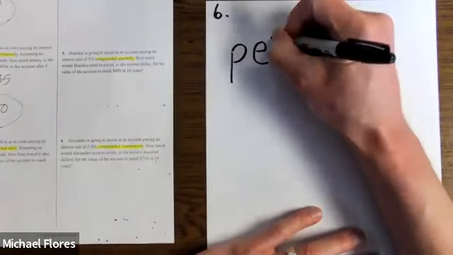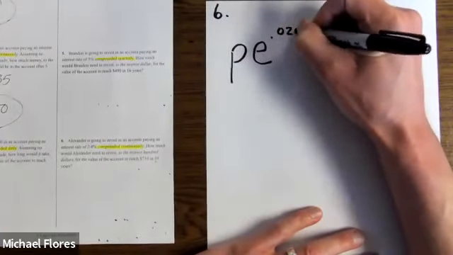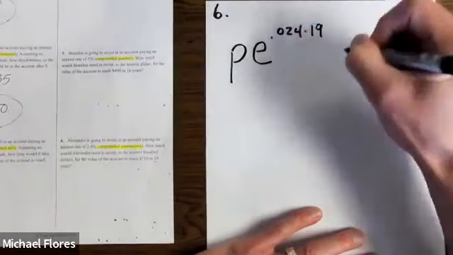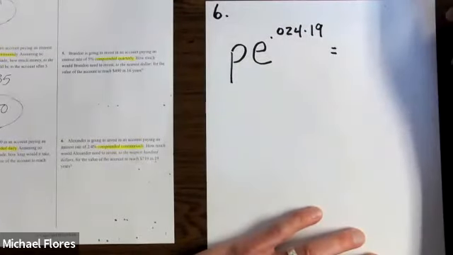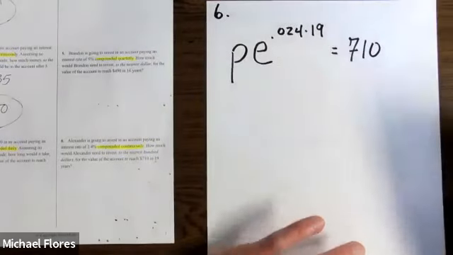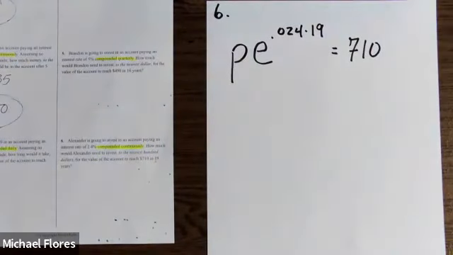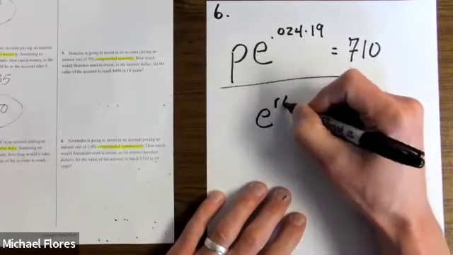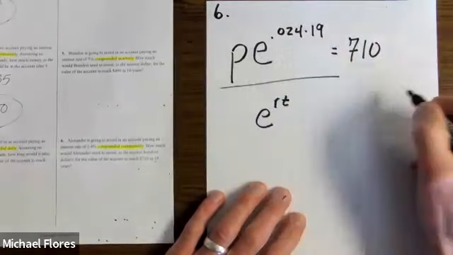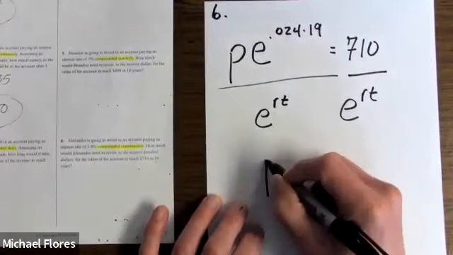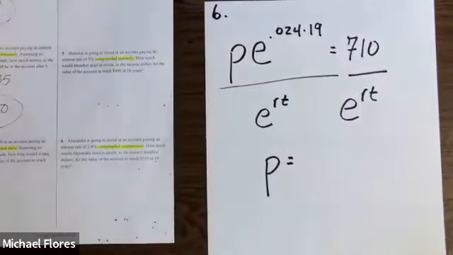Okay, our rate times the amount of time, they say 19 years. And we want to accrue $710. Okay, here's what you could do here. We could just go ahead and divide both sides by e to our rate and our time, which I'm not going to write down again. I'm just going to wait and plug that portion into my calculator.